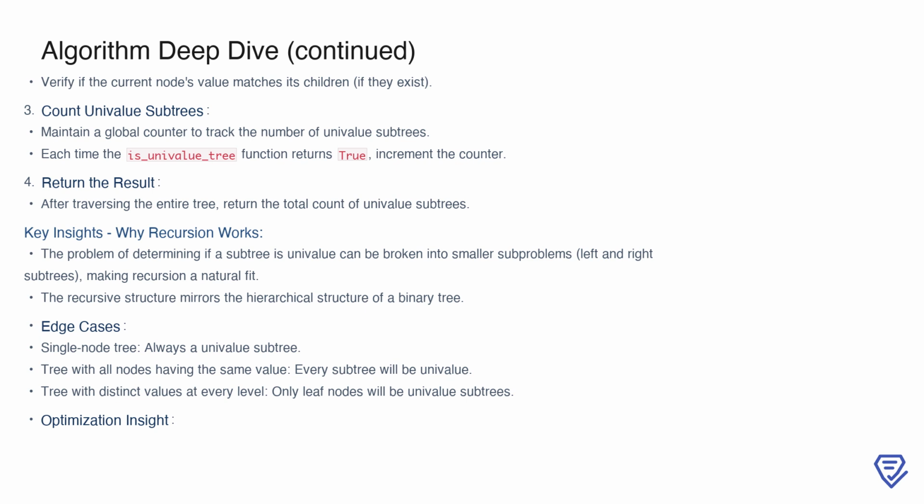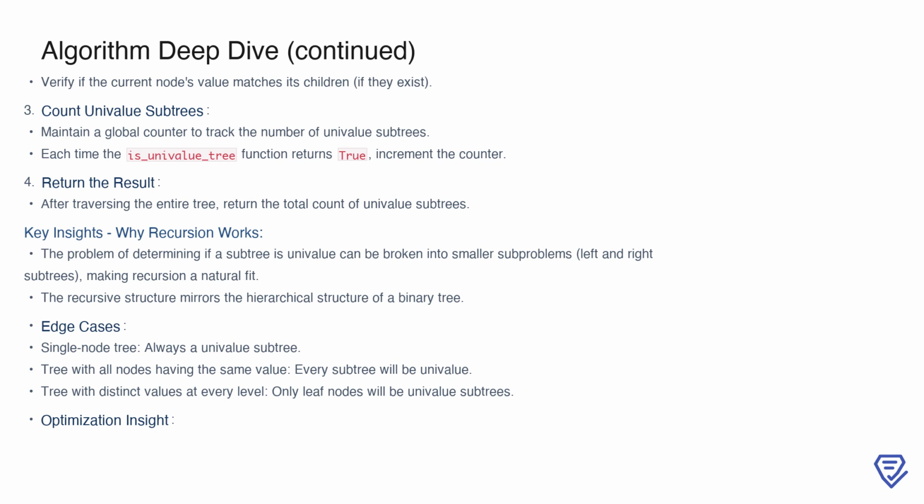Recursion is particularly well suited to this problem because the process of determining whether a subtree is Univalue can be naturally divided into smaller subproblems for the left and right children. This mirrors the hierarchical structure of the binary tree itself. There are, however, important edge cases to consider. For instance, a tree with just one node is always a Univalue subtree. If all nodes in the tree share the same value, then every subtree qualifies. Conversely, if no two nodes share the same value, only the leaf nodes will count as Univalue subtrees.